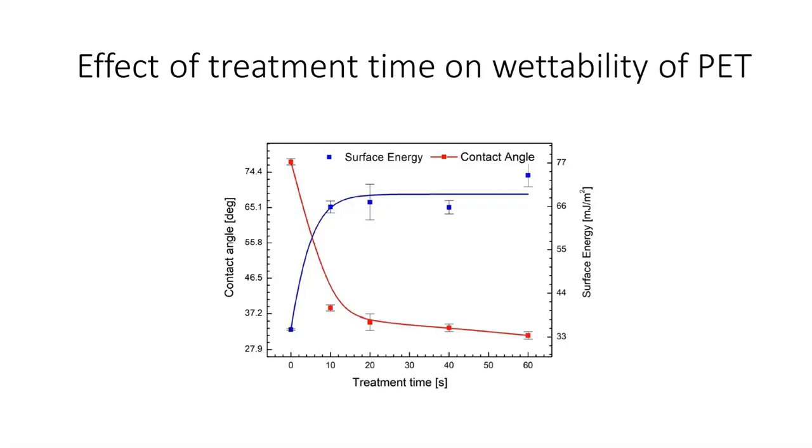Here we can see that there is a rapid decrease in water contact angle within the treatment time of up to 20 seconds, which shows a strong increase in wettability of the polymer. And after 20 seconds, we can see that there is no significant change in the contact angle, which means saturation of the plasma effect occurs, and the reduction in contact angle might be due to the change in surface roughness. Similarly, the increase in surface energy was also significant in the first few seconds, but afterward it increased slightly and achieved saturation thereafter.